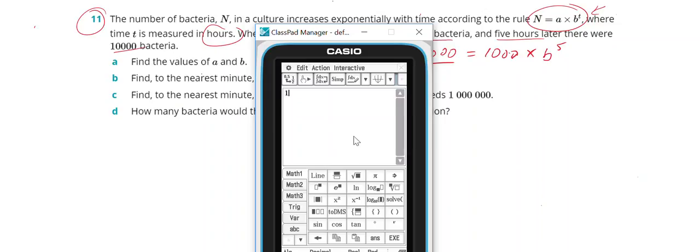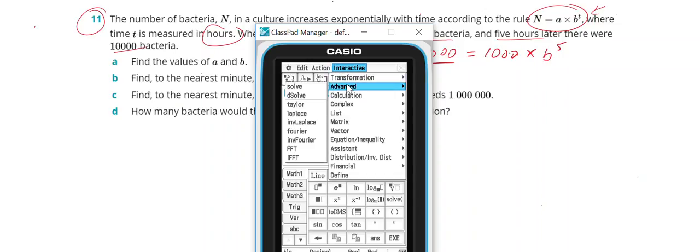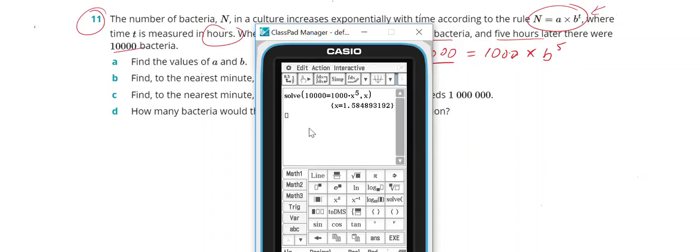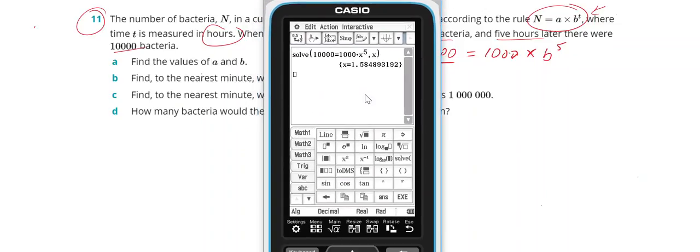So 10,000 equals 1,000 times x to the power 5. Okay, and we're trying to solve for what x is. Interactive, solve. Okay, so x equals 1.584893.